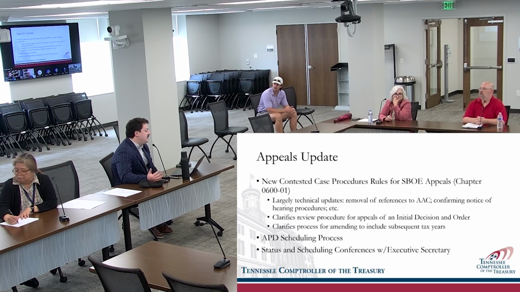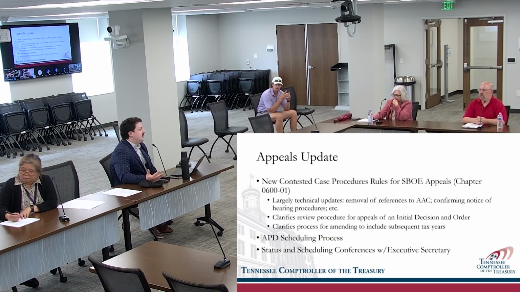They removed references to the Assessment Appeals Commission, otherwise confirmed how notices of hearing are sent out, things of that nature. They did clarify those procedures for appealing an initial decision and order. So as you all probably know, with the commission no longer being part of the board, you can appeal an initial decision and order from an administrative judge to the board. It's optional before you go to Chancery Court, but you may do that.